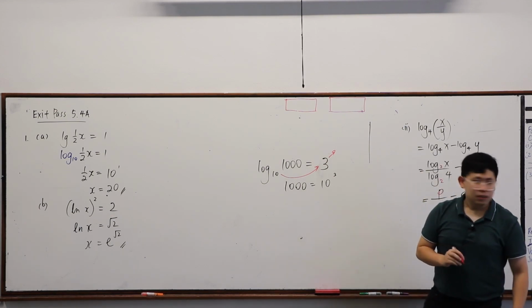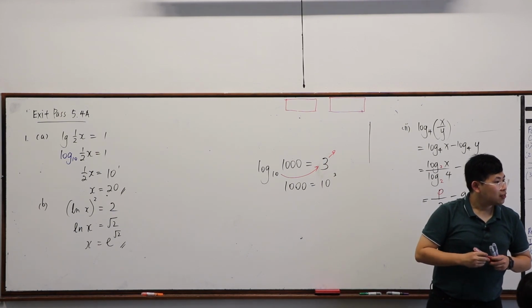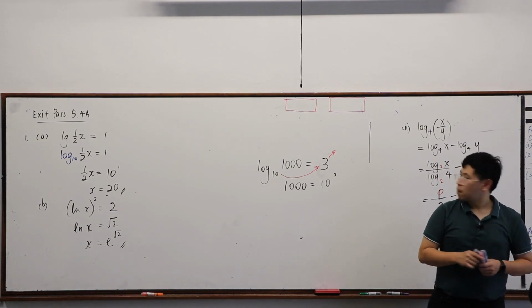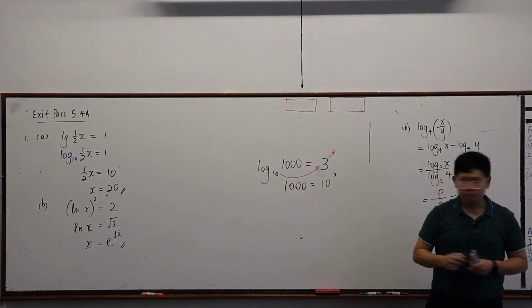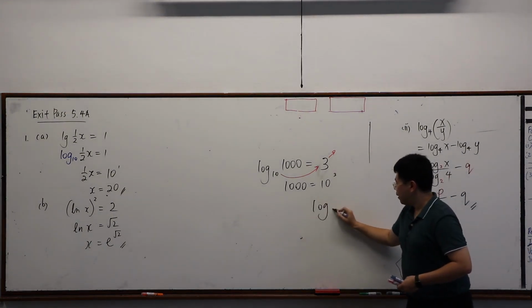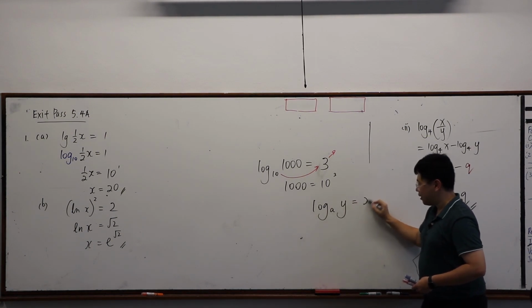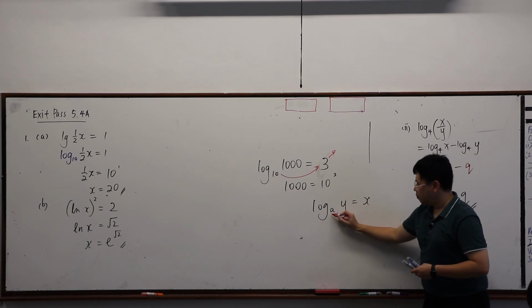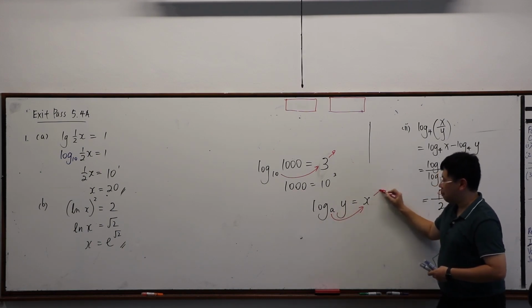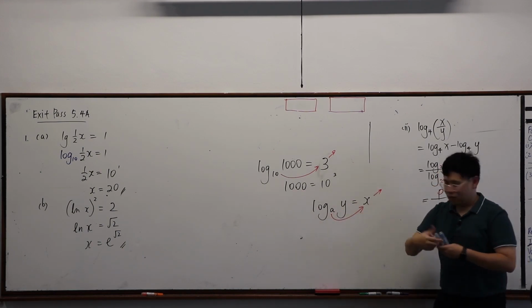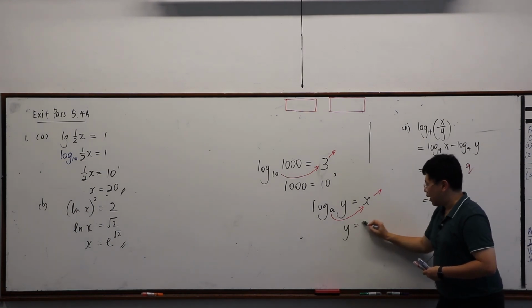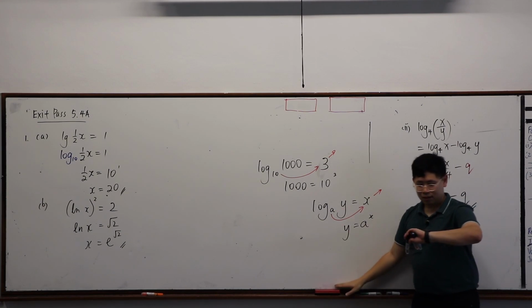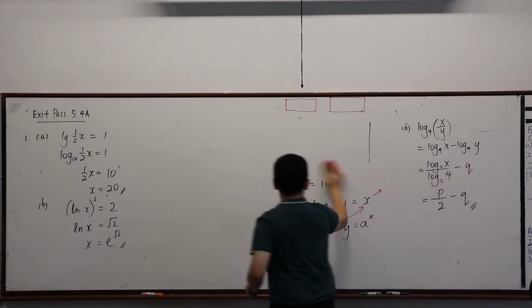Again, a to the power of x equals to y. So log base a of y is equal to x, correct? So if you want to remove the logarithm, the a will be the base, the x is the power. So y is equal to a to the power of x. Something like this.